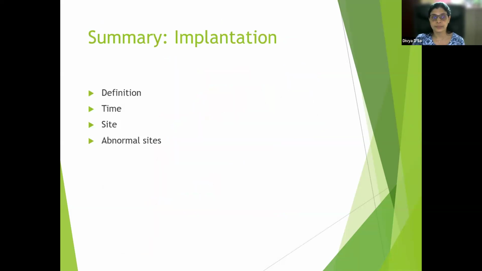So that is about implantation. We write about the definition, then we write about the types. First, the definition: what is implantation? If it is a 5 marks question, we describe the process of implantation. Before we go to the process, we write the time and site of implantation. Then the process: the zona pellucida disappears, then the trophoblast gets attached to the epithelial lining of the uterine endometrium.